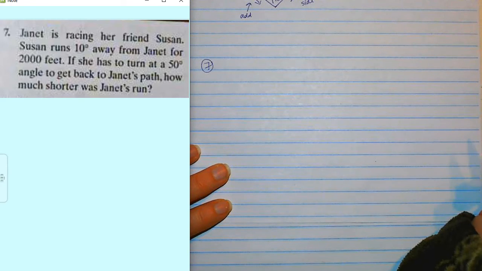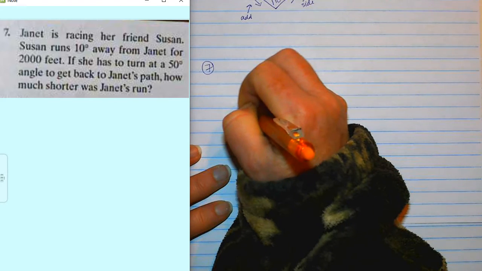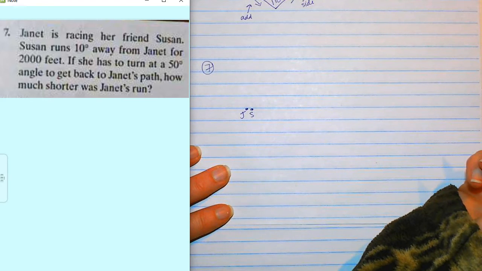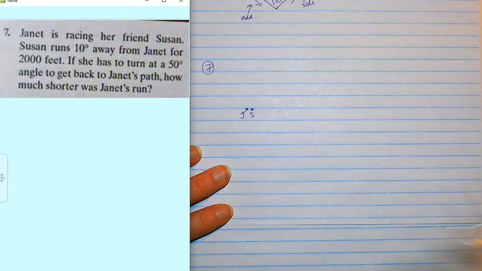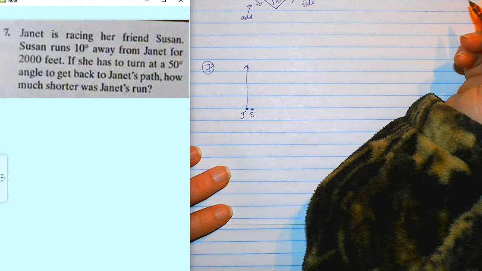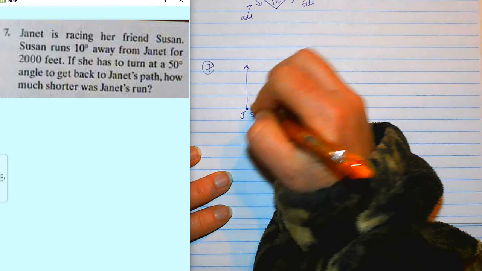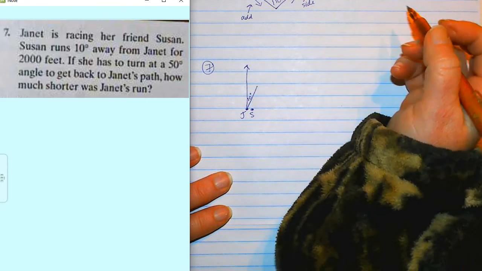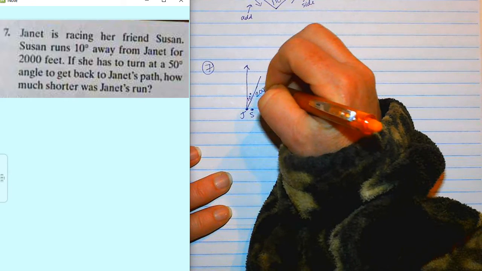Okay, so number 7, Janet is racing her friend Susan. So we've got these 2 chicks. They're starting here. We've got Janet and Susan. Susan runs 10 degrees away from Janet. So if Janet was running straight, then Susan runs 10 degrees away from her. So 10 degrees, that's not very much. Little tiny bit there, 10 degrees away from Janet for 2,000 feet.